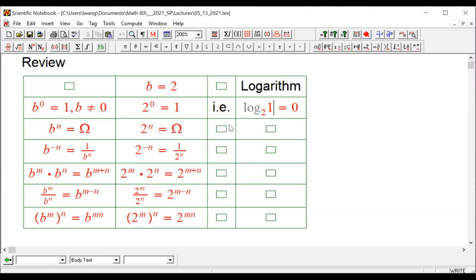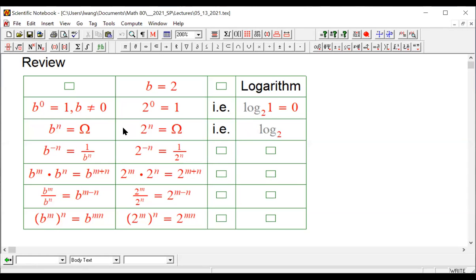Now let's look at 2 to the power n equals omega. What is the other way of saying it in logarithm? It is saying log base 2, the same base, of omega is equal to n. And what does that mean?